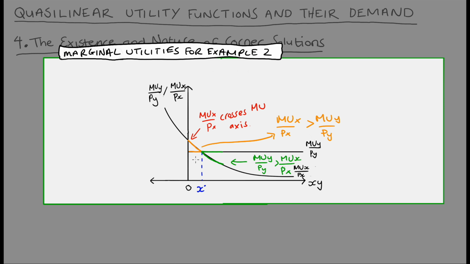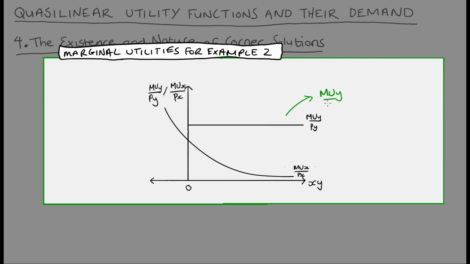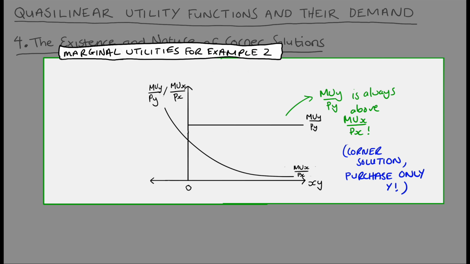So that's the same story as example 1, but note that because our marginal utility of x crossed that vertical axis, that means the marginal utility per dollar spent on x also crosses the axis. So we get this other possibility, which is here, where our marginal utility per dollar spent on y is always greater than our marginal utility per dollar spent on x. And so that corresponds to that other corner solution, right?